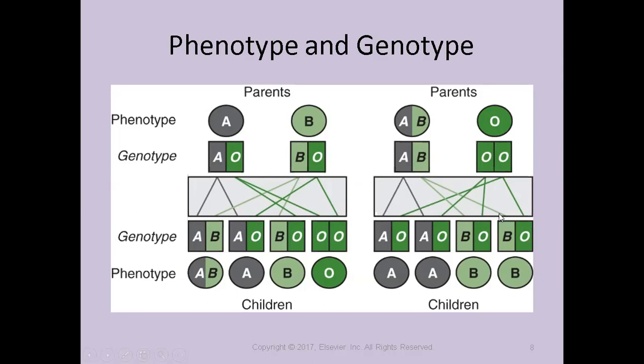And so when we do a Punnett square cross, which we'll be doing some of in a moment, we can see here that, interestingly, it's a 50-50 chance. A 50% chance, 2 out of 4, that they would have a child who's type A, and a 50% chance they would have a child who's type B.